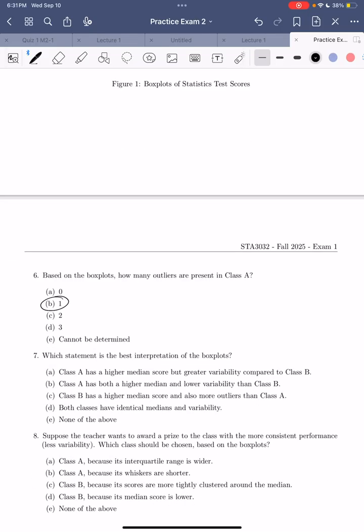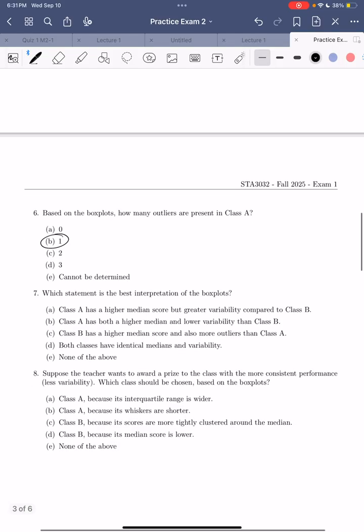Which statement is the best interpretation of the box plots? We have: Class A has a higher median score but greater variability. Class A has both a higher median score and lower variability. Class B has a higher median score and more outliers. And both have identical means and variabilities, or none of the above.